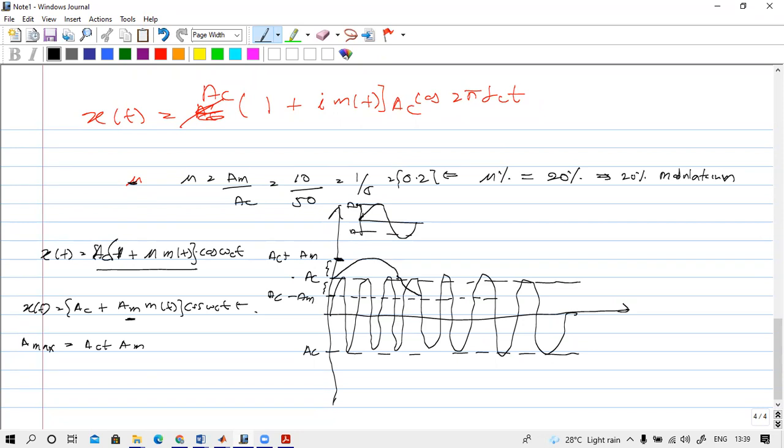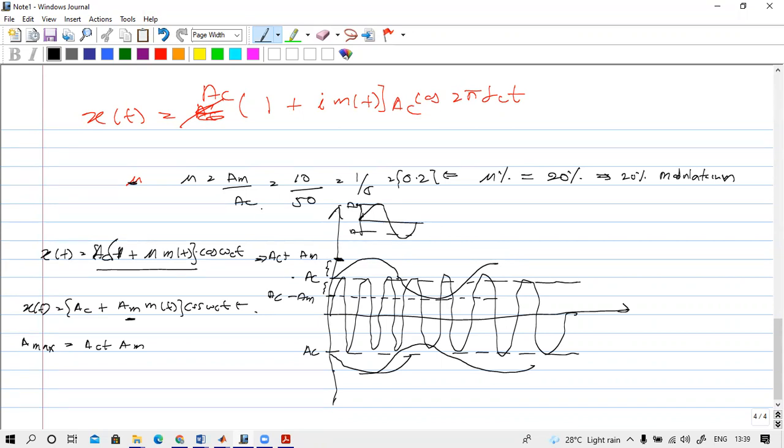Here and here, like this. And on this side also, we can get the same pattern, like this, no? Like this, okay? So this is AC minus A. So the maximum should be AC plus A, okay?